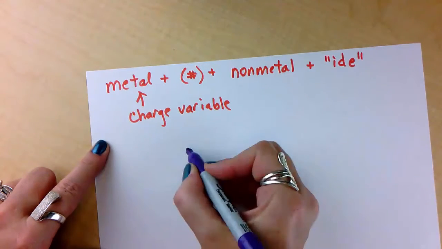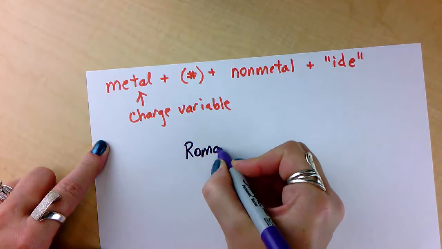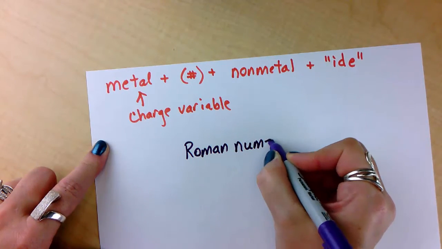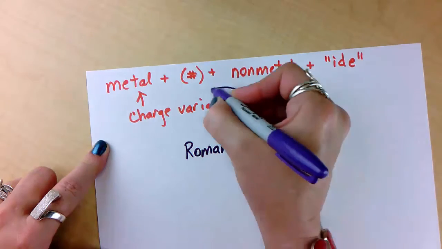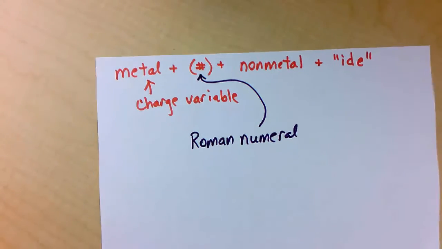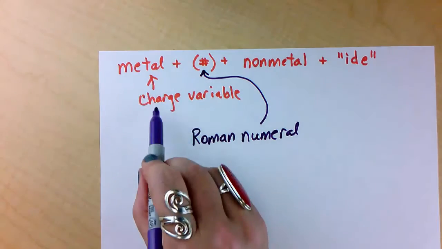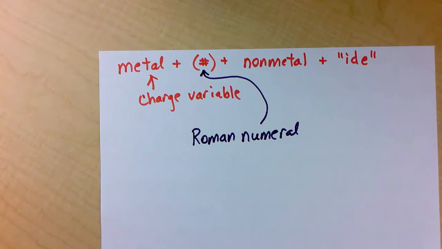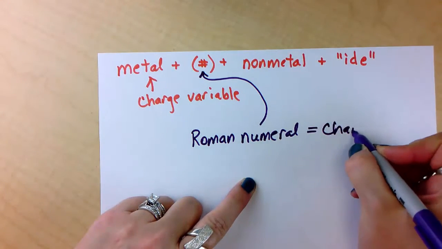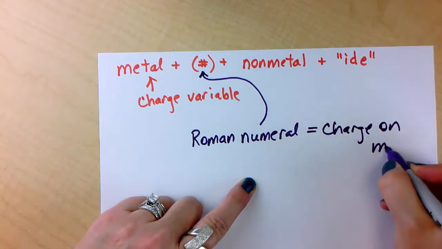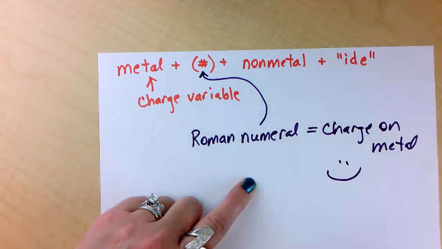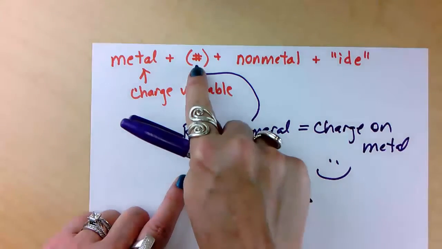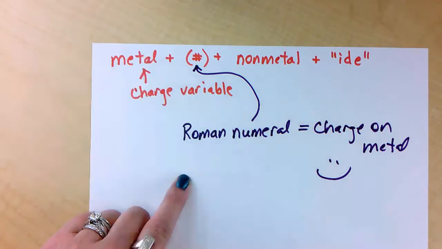Now the Roman numeral that goes here is, what do you think? Well, it relates to the variable charge metal. And what do we need to know about the variable charge metal? Well, we need to know its charge because it varies. So the Roman numeral equals the charge on the metal. Okay, so remember, the Roman numeral is the charge on our metal.